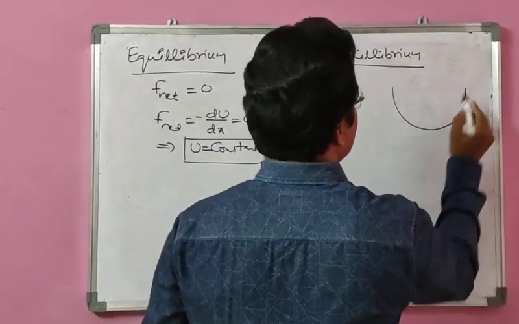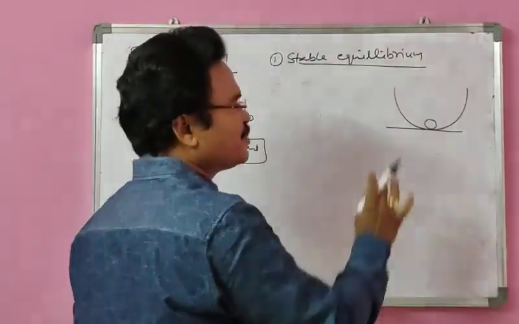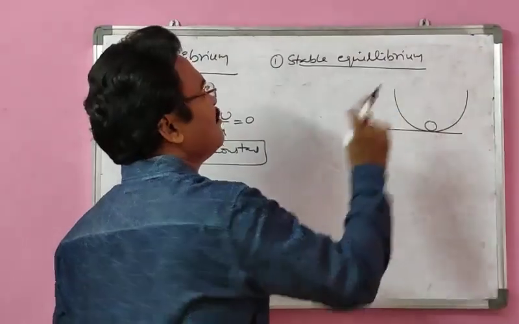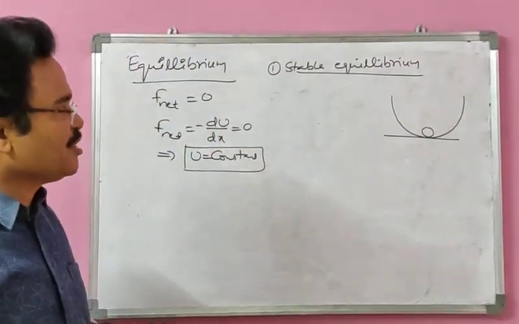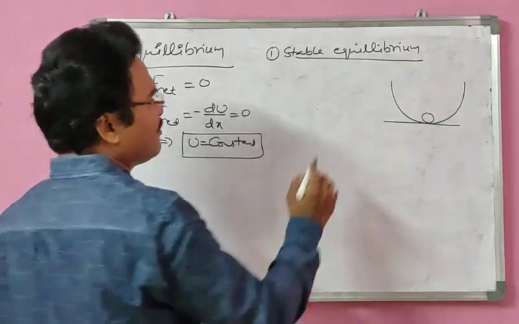For example, this is a bowl. Here one ball is kept. If you slightly displace the ball to some other place, what happens here? It will come back to its initial position finally. So this type of equilibrium is called stable equilibrium.